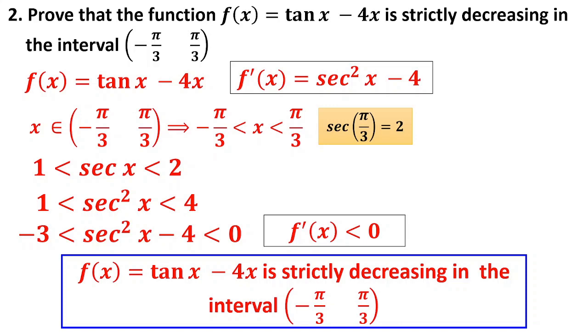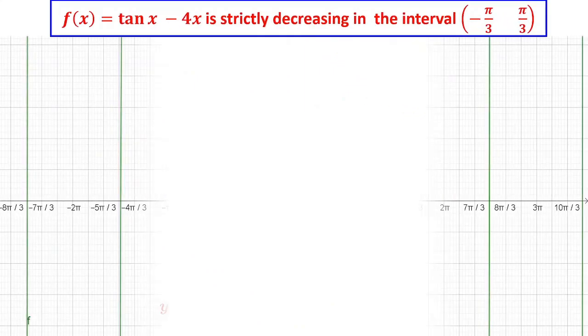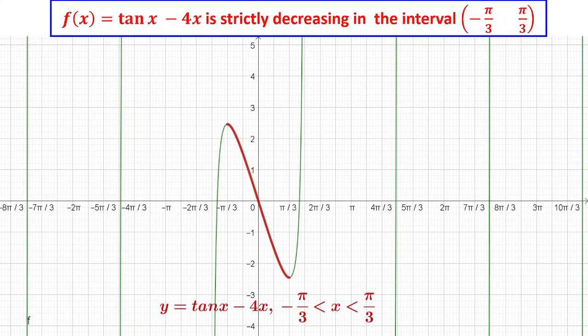Therefore this is strictly decreasing in the interval. In some other interval it may be increasing. Let us see the graph of it. This is the graph. Oh, fantastic. You are seeing the total graph of tan x minus 4x, but in the maroon color, from minus pi by 3 to pi by 3, it is sloping down. Therefore it is decreasing. Fine.